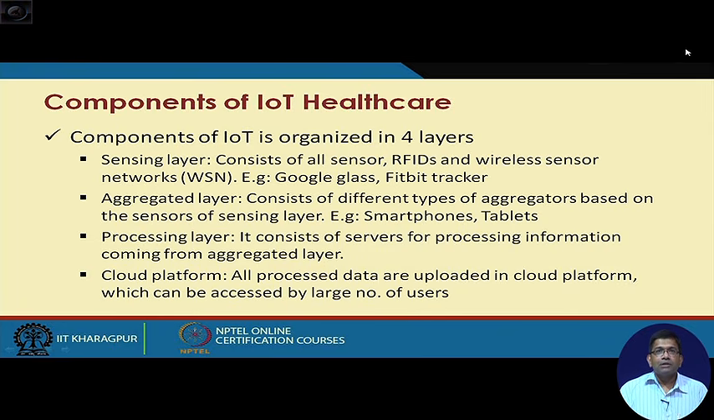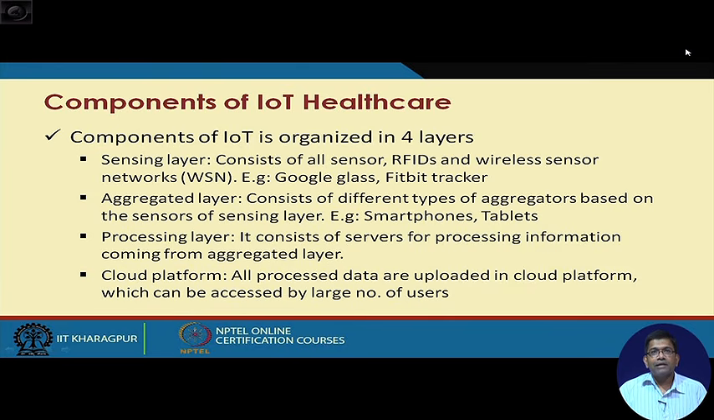So, there are different components of IoT healthcare. I already mentioned that there have to be sensors, the physiological sensors. These sensors are part of the sensing layer, and they could consist of all these different types of sensors that I mentioned, the RFIDs, sensor networks and so on, and Google Glass and Fitbit tracker. These are some of the different devices that operate in the sensing layer.